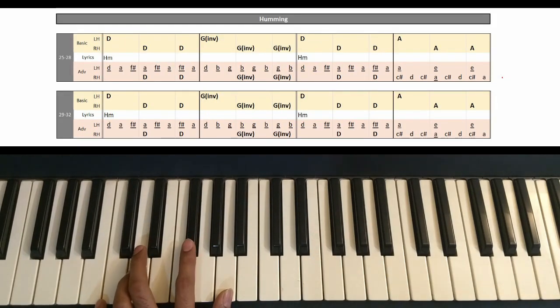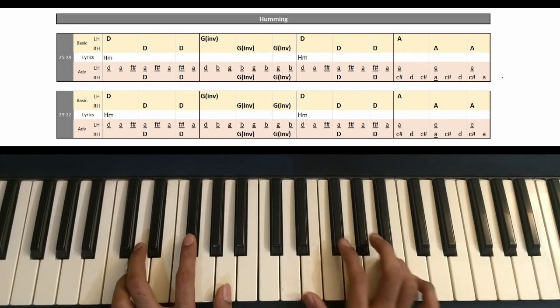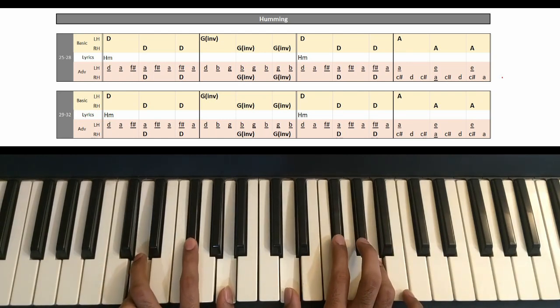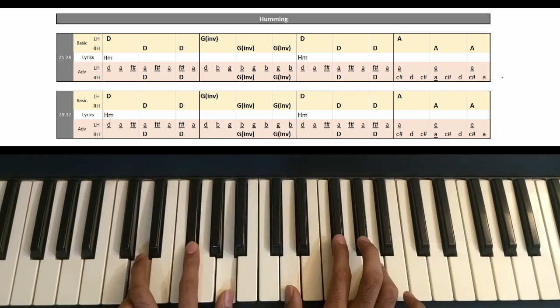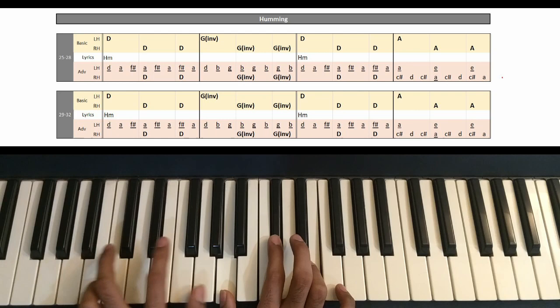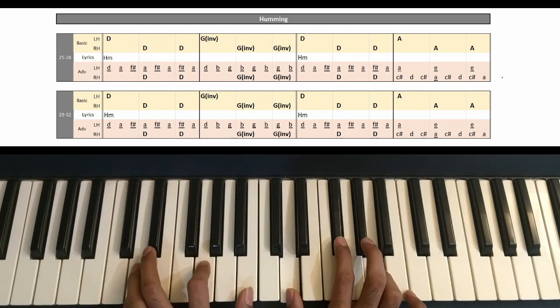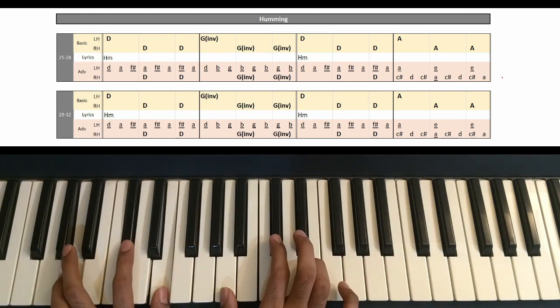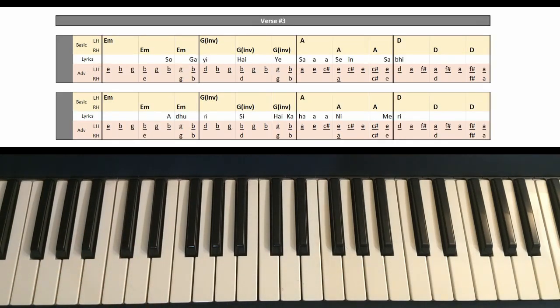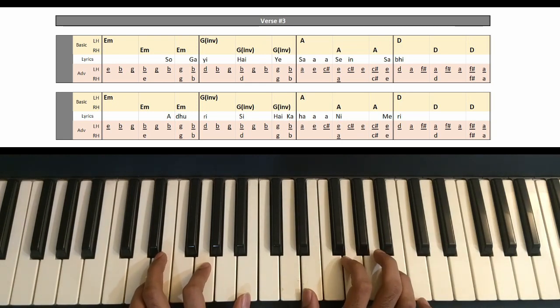Now the humming portion goes in the same sequence as the verse. And now we come to the third and final verse, which has this minor chord, E minor, which kind of adds a very nice twist in the middle of the song, which goes something like this.